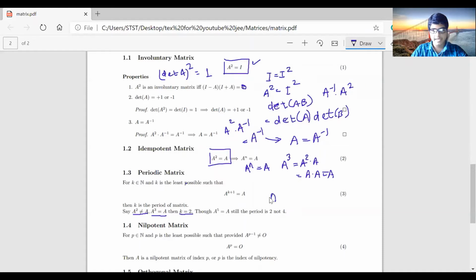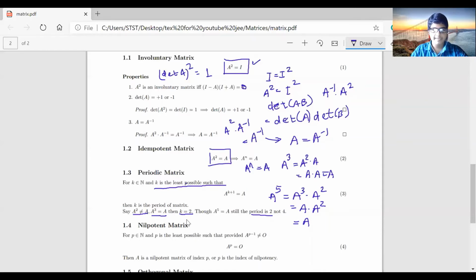But further, if you analyze A to the power 5, it is going to be A cube into A square, and this is equal to A into A square, because here it is obtained. That is equal to A cube, that is equal to A. So we obtain K plus 1 equal to 5, K equal to 4. But the period is going to be 2 because K is the least possible such that. So this is important for periodic matrix, that K should be the least possible such that this property is satisfied.